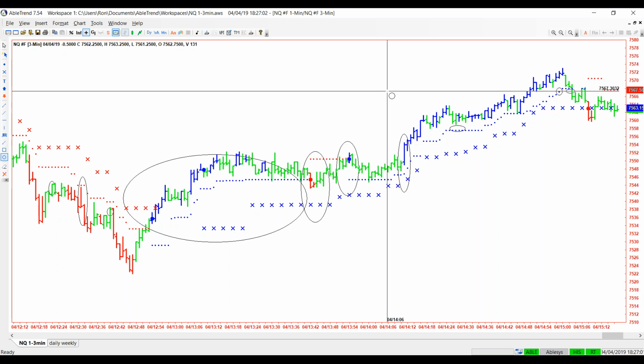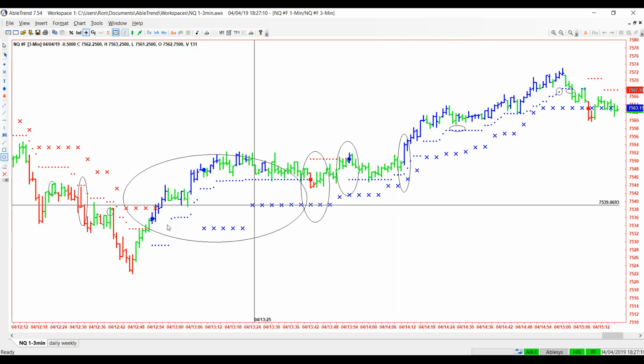54, and we were out at 67. Nice, 13 points. So we were up about 40 points at that point. That's about $800. Drew says he made 600 today from NQ and 300 from RTY.